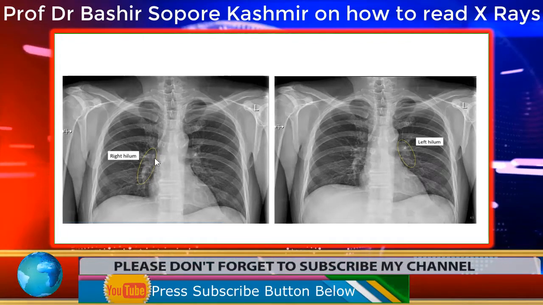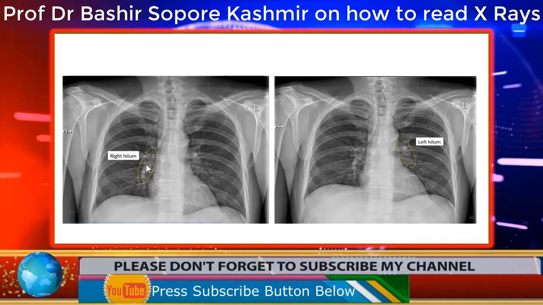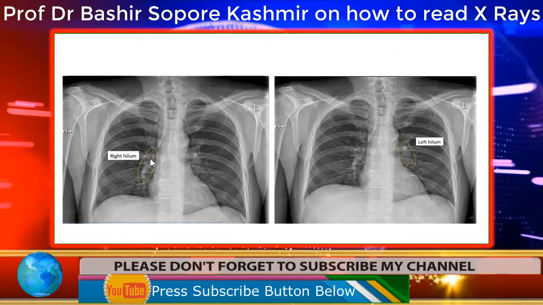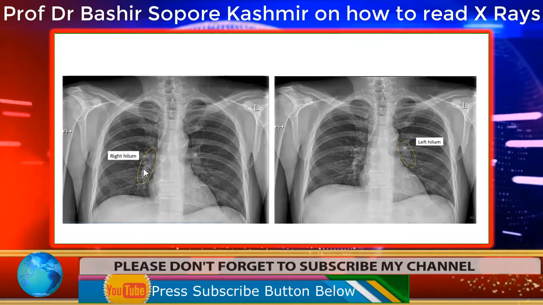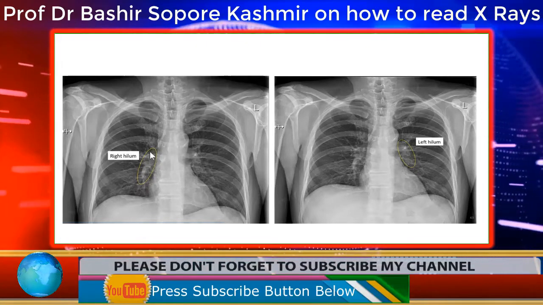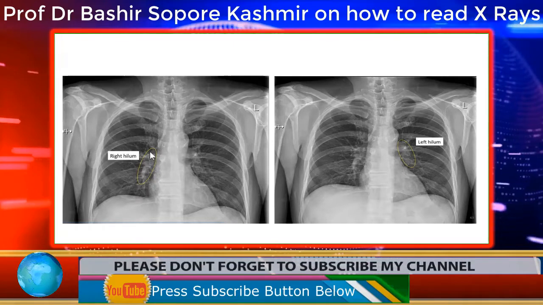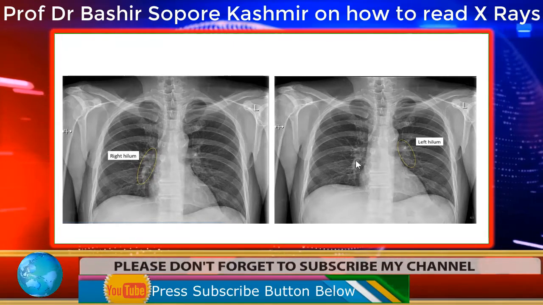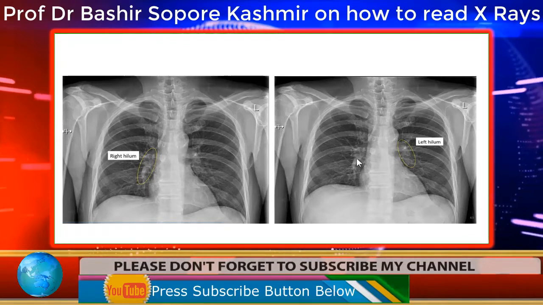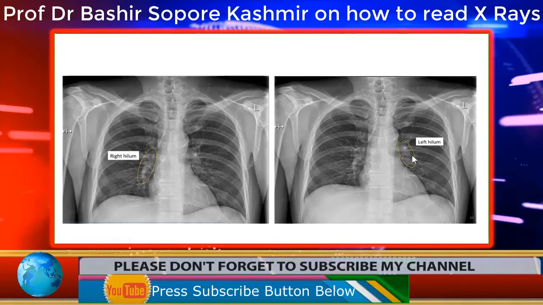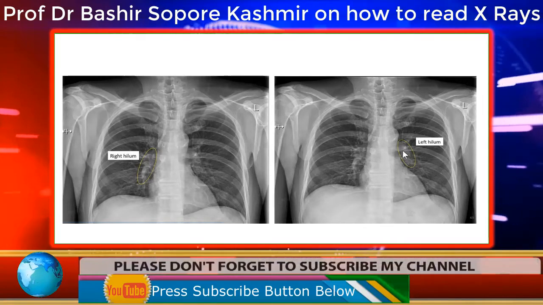So we can see here, this is the right hilum. You can see the opacity here, which is going downwards, which is the right lower pulmonary artery. And here this is the left upper pulmonary artery, which is not clearly seen. This is the right lower pulmonary artery, you can see here. And this is the left hilum. So you can see the opacity here.